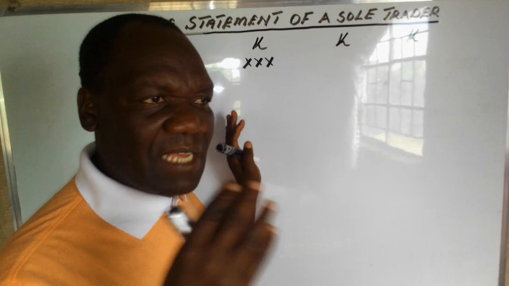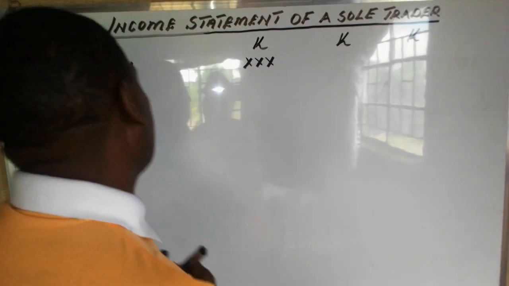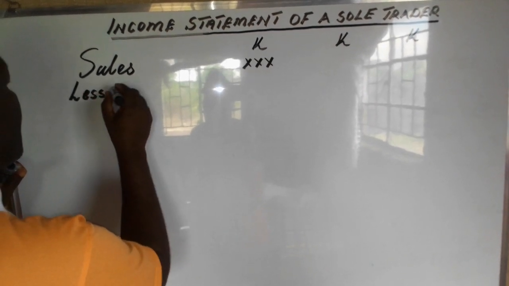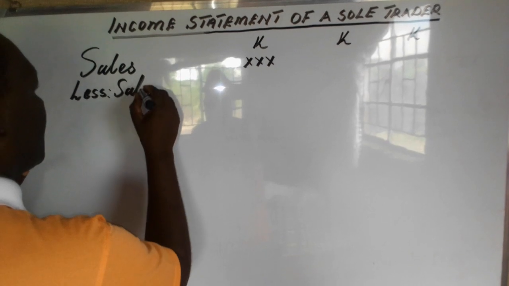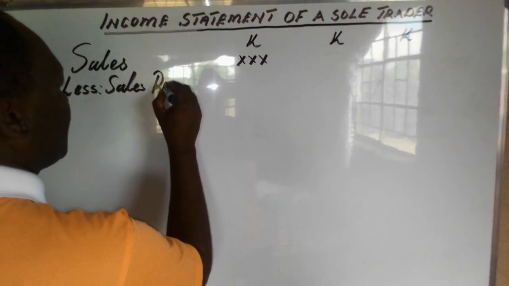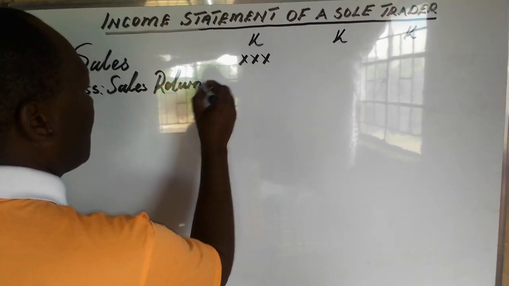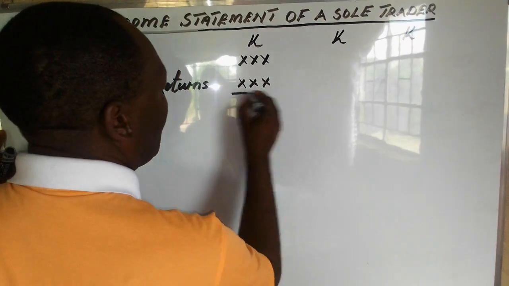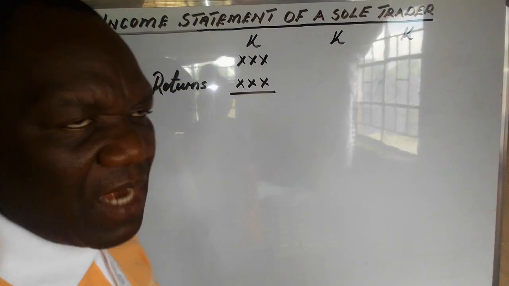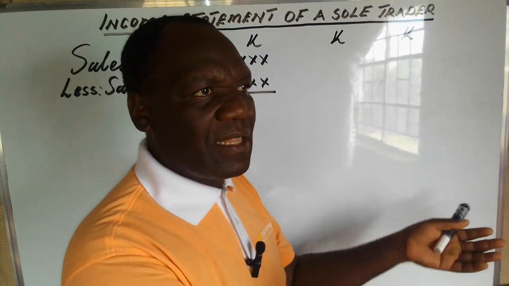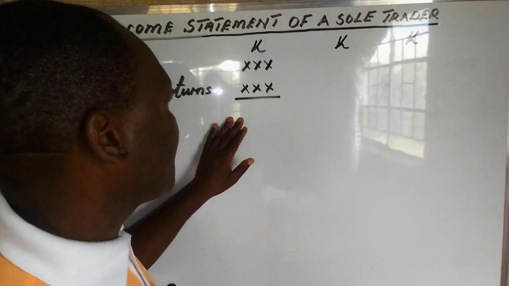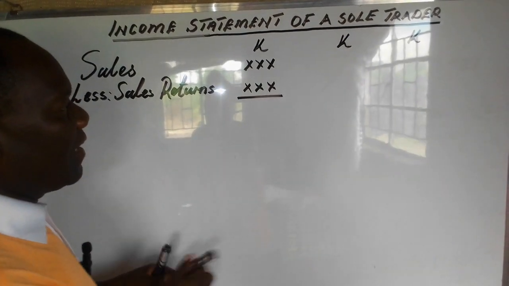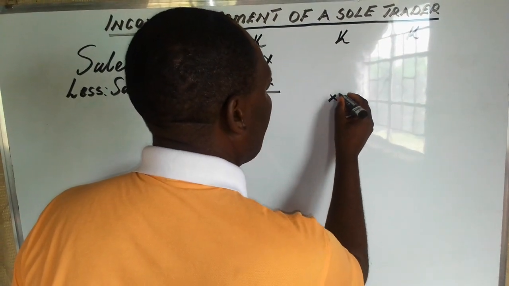And the adjustments that are associated with the sales are sales returns. So you write less sales returns. Okay? The figure comes there. When I say less, it means you subtract, because you have sold the goods and then they have been returned. That's why you say less. The answer that you get after subtracting comes here. You put it there.